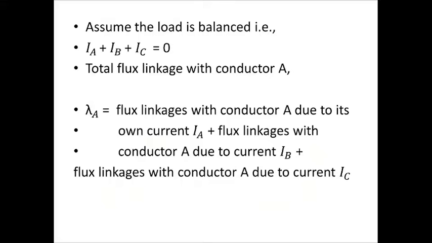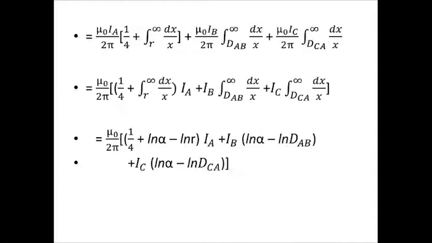Then total flux linkage with conductor A, lambda A is equal to flux linkage with conductor A due to its own current IA plus flux linkages with conductor A due to current IB plus flux linkage with conductor A due to current IC. Substituting, we will be getting the expressions as mu 0 IA by 2 pi into 1 by 4 plus integral r to infinity dx by x plus mu 0 IB by 2 pi integral dAB to infinity dx by x plus mu 0 IC by 2 pi integral dCA to infinity dx by x.